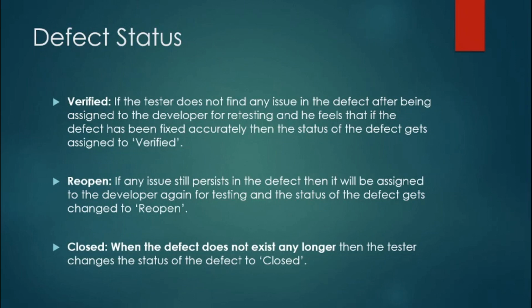So now, once the defect is in retest status, if the tester doesn't find any issue and feels that yes, it is accurate, they will change the status of the defect from retest to verified or tested. Somewhere in the quality center, it is tested or verified.